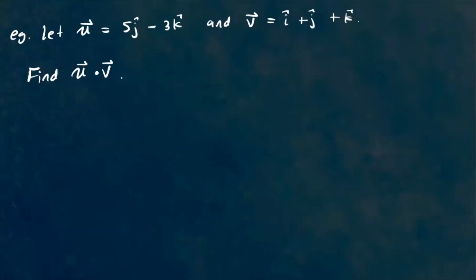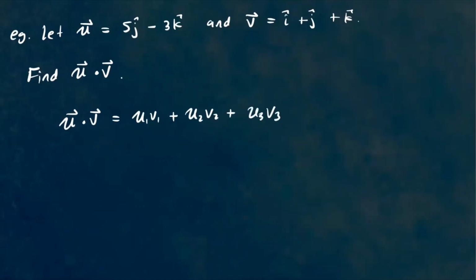So for this particular example, we're given two vectors in 3-dimension. Here's U, here's vector V, and we want to find U dot V. By definition, we're going to apply the first definition. So we know U dot V is equal to, we multiply its x component, so that will be U1 V1 plus the y component U2 V2 plus the z component U3 V3.